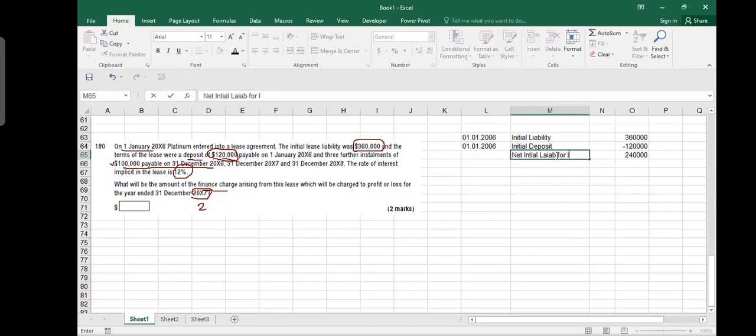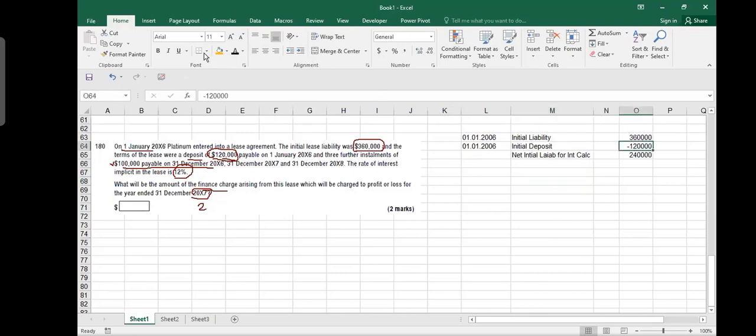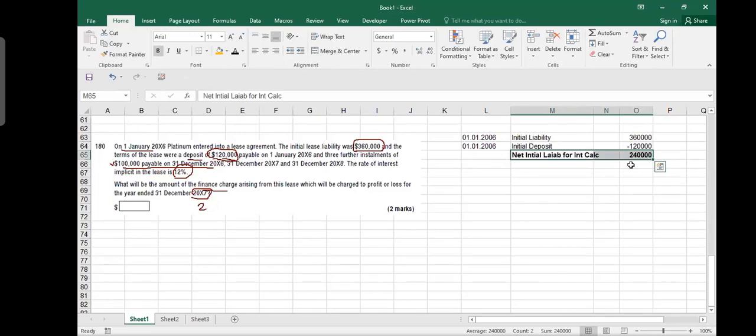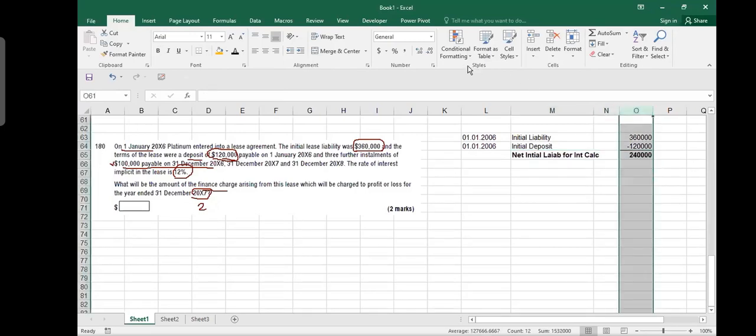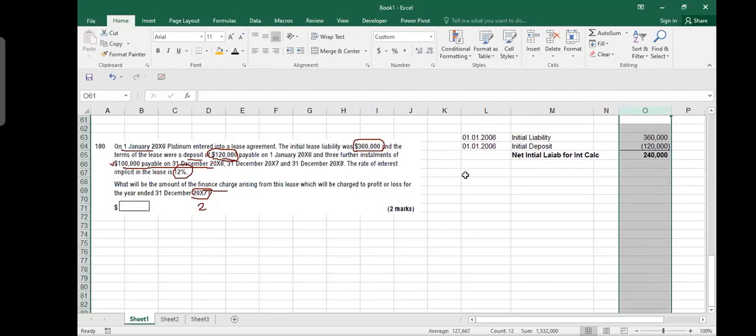for interest calculation. Based on this, I will calculate my interest, because the total liability, the total present value, was 360. The 120 I have already given. So definitely I'm not going to give interest on this 120. I will be giving interest on the amount which I owe, and I owe only 240,000. Then I have to charge my interest.